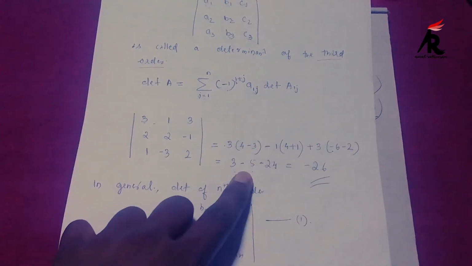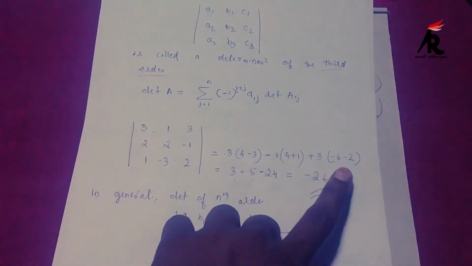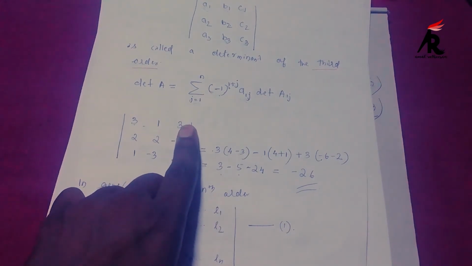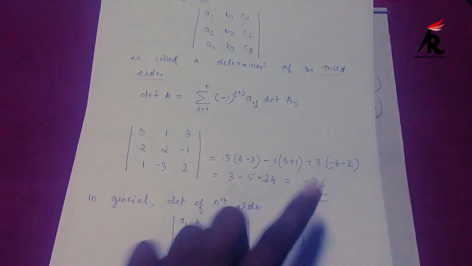Then in the same way we'll get the answer for the third element in the first row, 3 into minus 6, like minus 26.